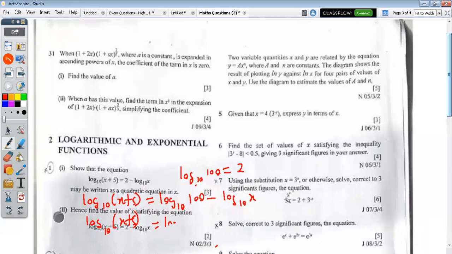Now, given that x is equal to 4 to the power of 3y, we want to express y in terms of x, making y the subject of the formula. So take ln of both sides.